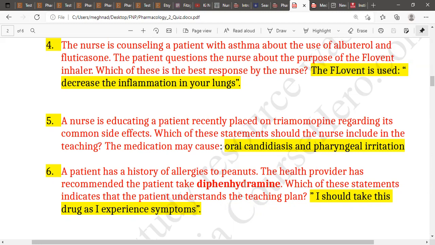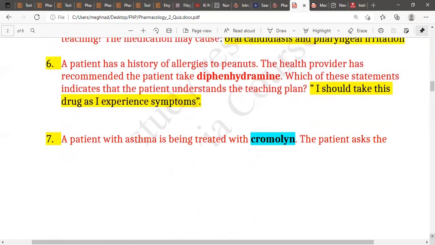So you give antihistamine. Antihistamine stops the secretion of histamine from mast cells. So teaching here, I should take these drugs as I experience the allergic reaction.